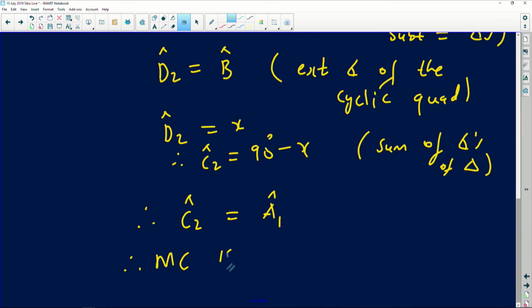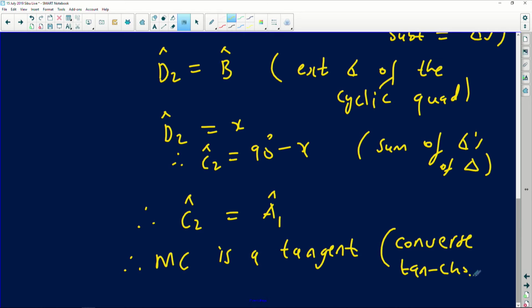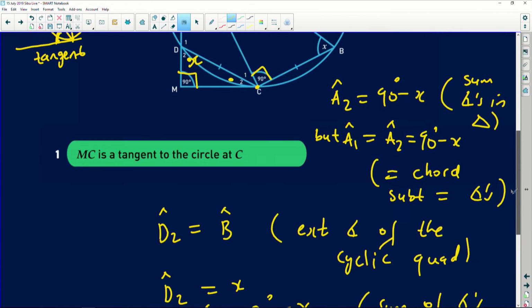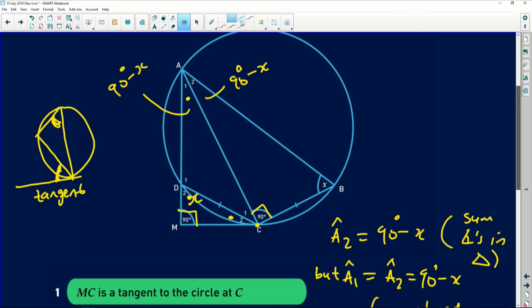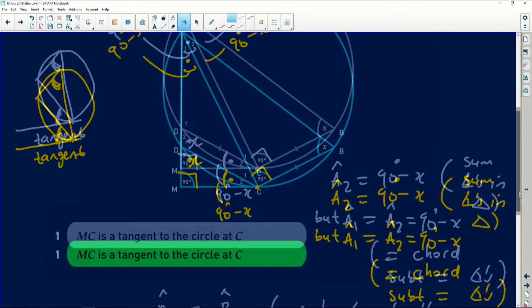Therefore, MC is a tangent, and the reason is the following. It's the converse of the tan chord theorem. Once we have proven that this angle is equal to that angle, they are both equal to 90 degrees minus X, we can make that claim. So this line MC definitely has to be a tangent in this question.